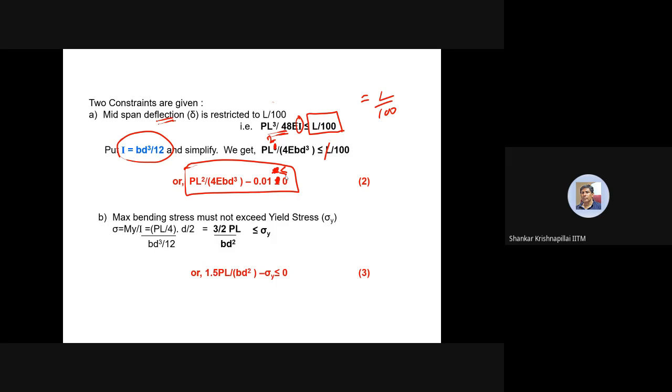Then one more constraint is there. Maximum bending stress in the beam must not exceed yield stress. So the maximum bending moment occurs at the center of the beam. That is PL by 4 and D by 2 is the distance of the extreme fiber from the neutral axis. BD cubed by 12 is the moment of inertia. So after a lot of simplification, you get this final equation. That is 1.5 PL by BD squared minus sigma y is less than or equal to 0. So of this only B and D are variables. Okay, all others will have numerical values which we will give in the next slide.